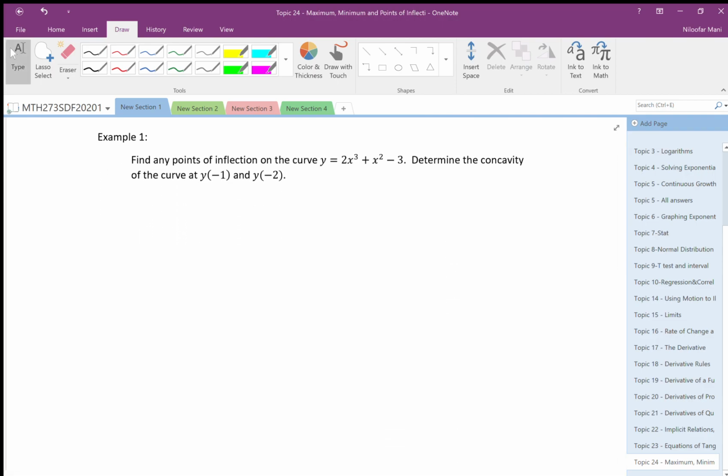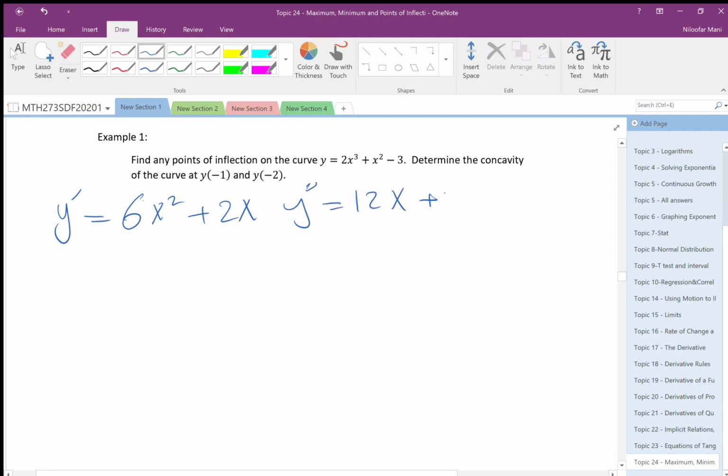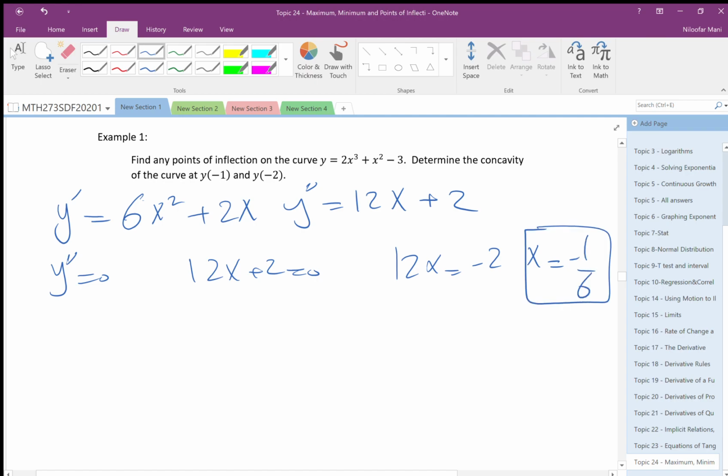I can do it on this example. In order to find the second derivative, I have to find the first derivative at the beginning. So this is 6x squared plus 4x, plus 2x. The second derivative is 12x plus 2. The second derivative is 0 at this point, minus 1 over 6. Can I say for sure this is an inflection point?